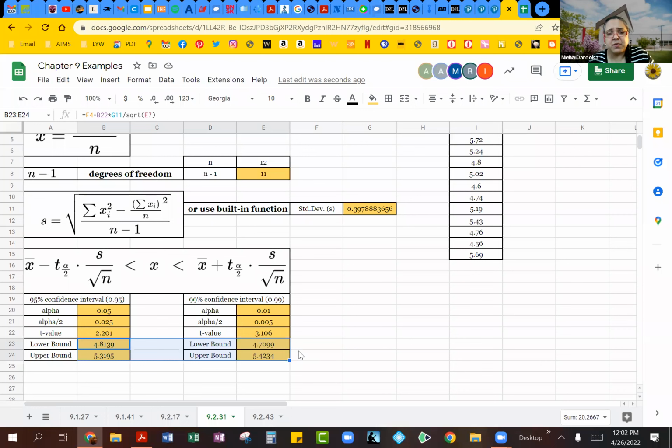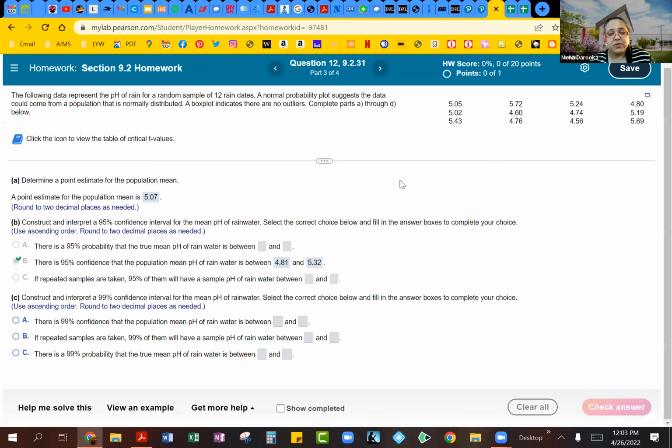Because see, these numbers are bigger and smaller than this one. So you were at 4.8. This went down to 4.7. So that gap increased. This was at 5.3. This one has gone up to 5.4. So on both ends, that gap has actually increased with your level of confidence. And that's what happens. So let's see, 2 decimal places. This will be 4.71 and 5.42.